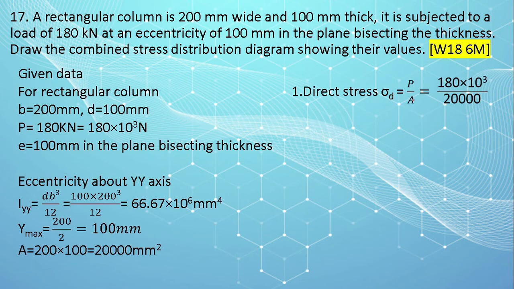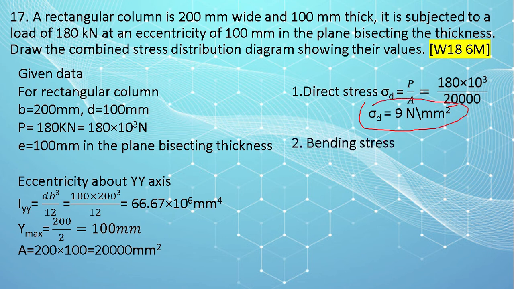Now formula for direct stress is load divided by area. Load is 180 into 10 raised to 3 divided by area, this 20,000. Therefore direct stress is 9 Newton per mm square.